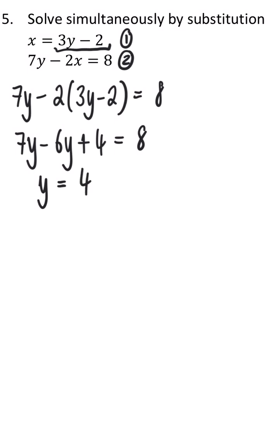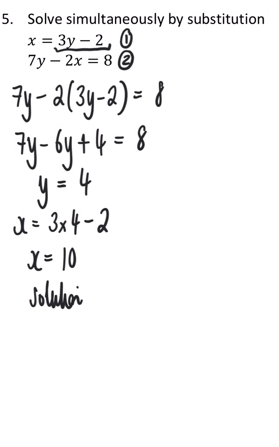Substitute that back into equation 1. x is equal to 3y minus 2. Well, that's 3 times 4 minus 2, x is equal to 12 minus 2 is 10. And then write your solution as a coordinate to make it really, really clear. The solution is 10, 4.